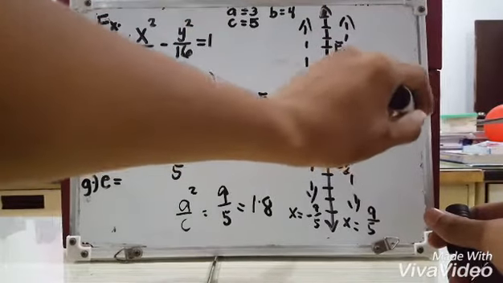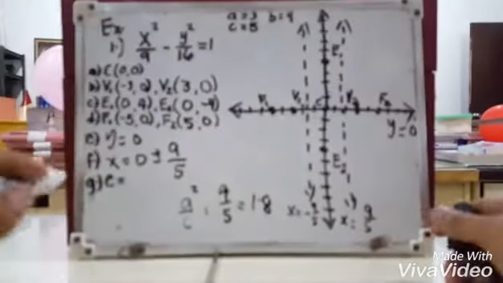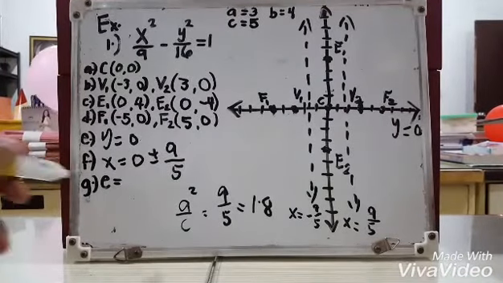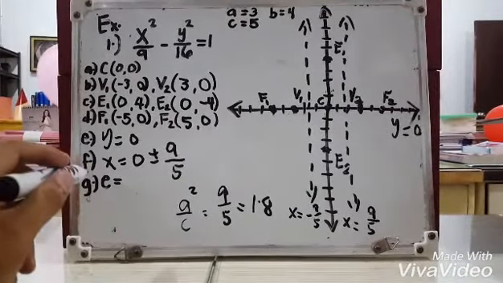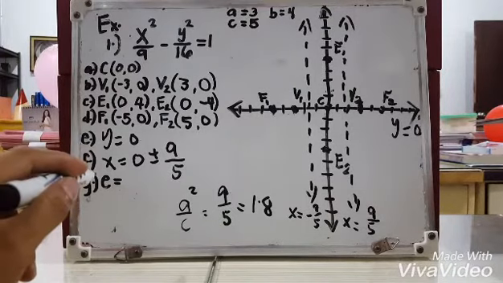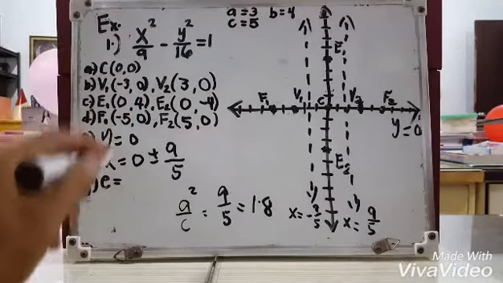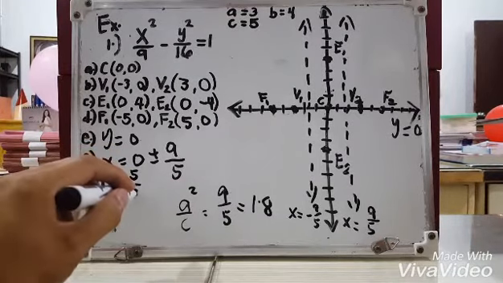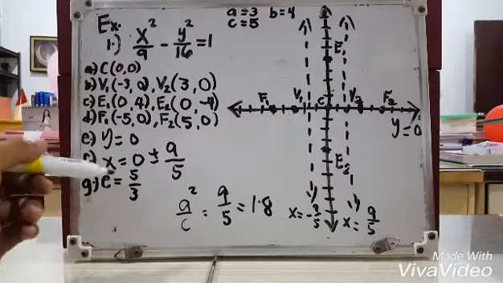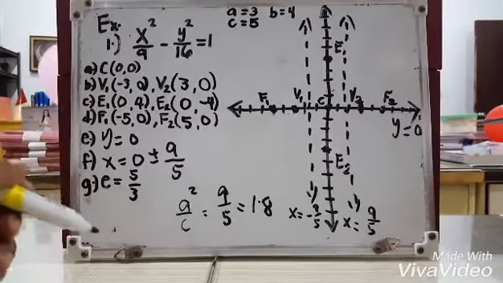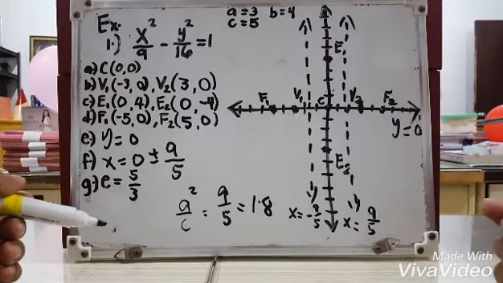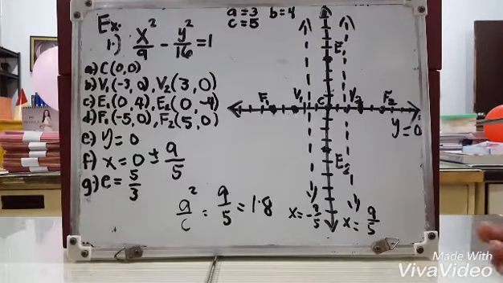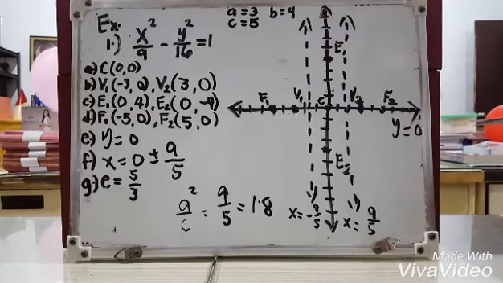This is your y equal to 0. And then finally, we have here E, or the eccentricity. Same formula, class, it's just C over A. So C over A here is C is 5, and A is 3. So clearly, class, 5 over 3 is greater than 1. If you can still recall from a theorem in our previous discussion, the eccentricity of the hyperbola will always be greater than 1.